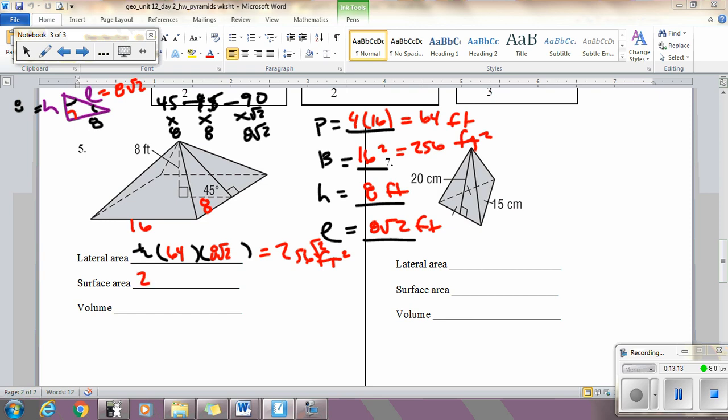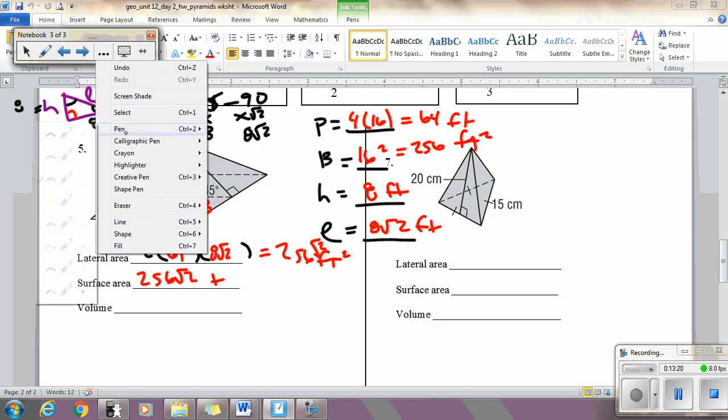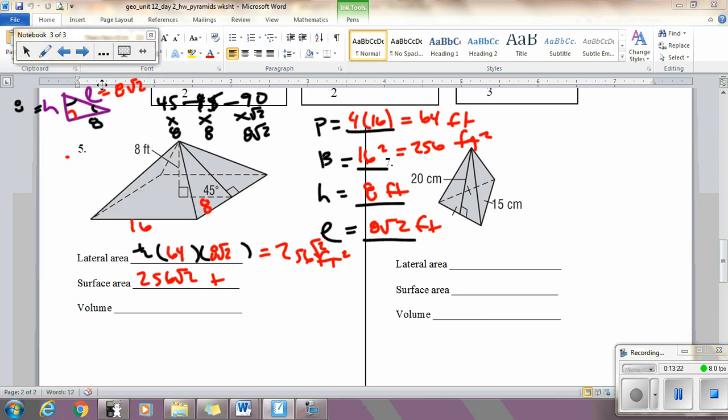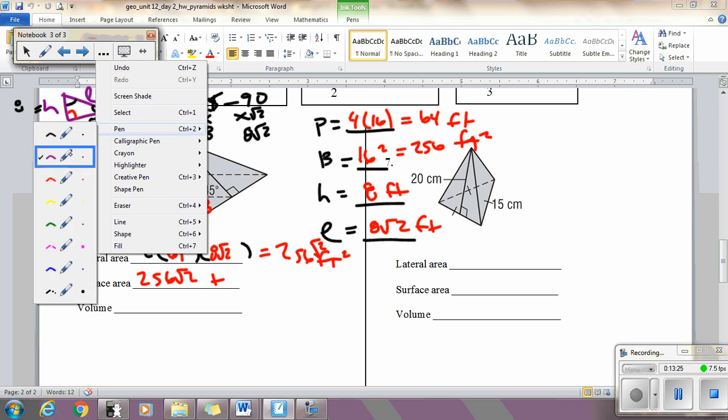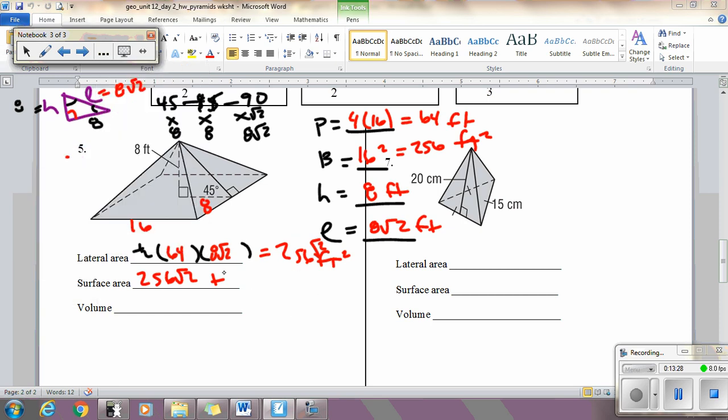So let's just bring that down. 256 square root of 2 plus one of our bases to find our total. One of our bases is 256. And technically these are not like terms if you treat the root 2 like a variable. So this is essentially your final answer for your surface area, the exact final answer. So just add feet squared to it.